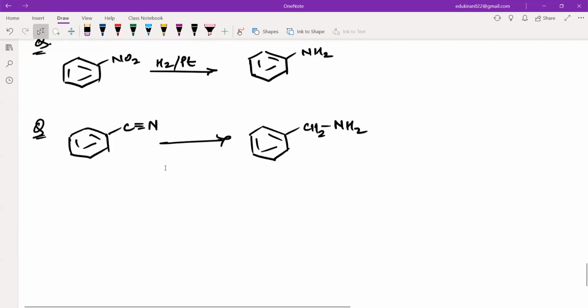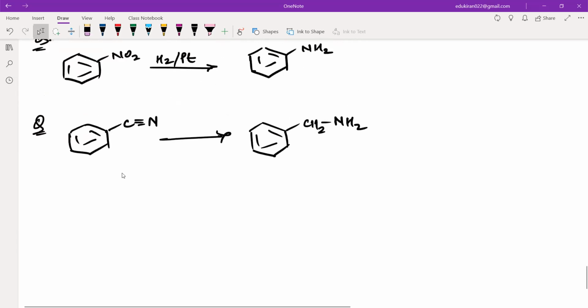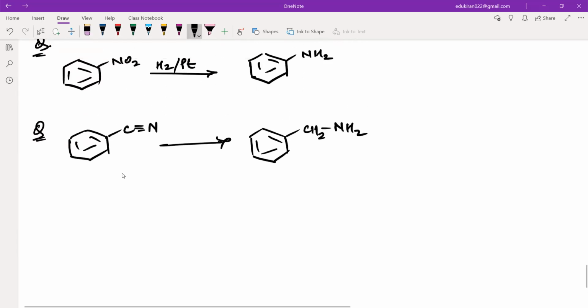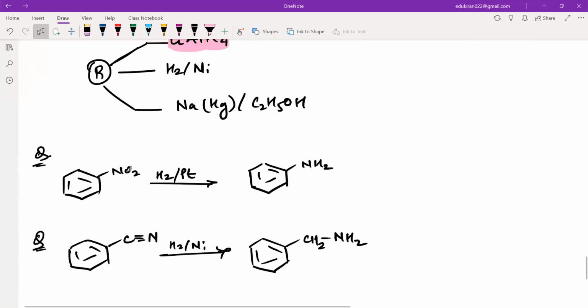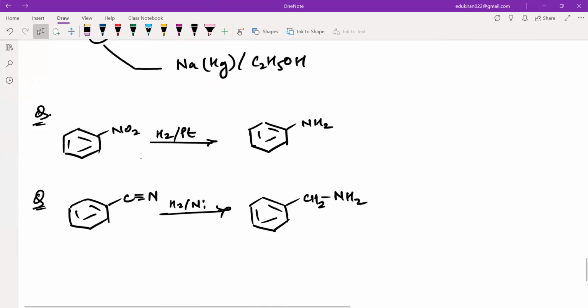Is this clear? Two things, yes or no? Yes, sir. Okay. So in reduction of nitriles, the reagent in the second one is H2 with nickel, the same as what we just did with nitriles.